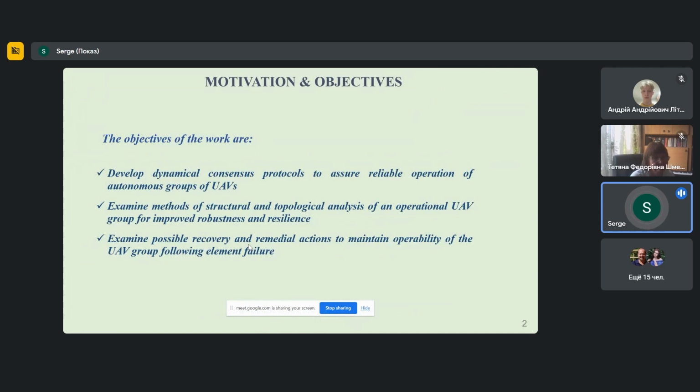So the context of this work is autonomous groups of aerial vehicles like drones. And the motivation and objectives are to develop dynamical protocols of group flight, examine methods of structural topological analysis of the operational groups of aerial vehicles, and examine possible recovery and remedial actions in case of failures.